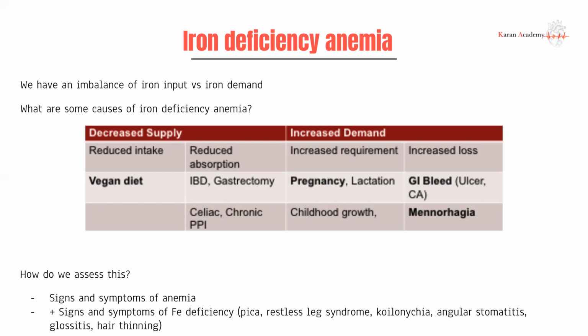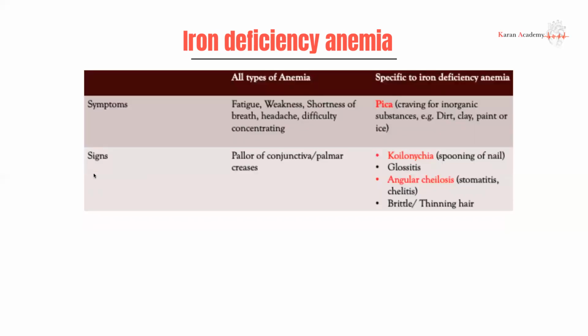Obviously we want to firstly examine for signs and symptoms of anemia, but then also look specifically at things that might indicate iron deficiency as being the most likely cause. So let's look at this. In terms of signs and symptoms of all anemias, you can have fatigue, weakness, shortness of breath, headache, difficulty concentrating. So a lot of vague signs, it can be a lot of things, which is why you always want to have anemias in the back of your mind.